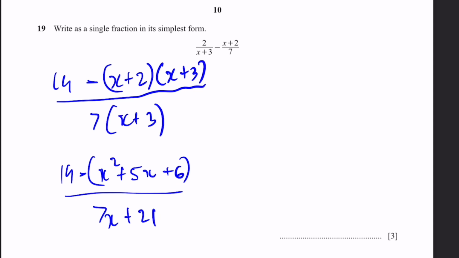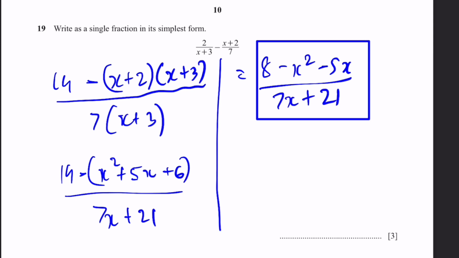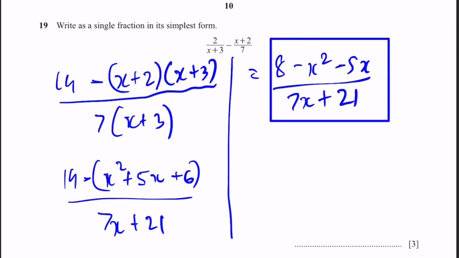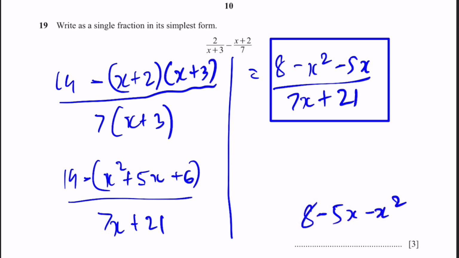So that'll be equal to 8 minus x squared minus 5x by 7x plus 21. And this is our answer. We can write this answer over here as 8 minus 5x minus x squared. I'm writing it like this just because we have a no x term, an x term, and an x squared term. It's like an orderly manner, right? That's why I'm writing it like that. And then divide by 7x plus 21. You can write this as 7 into x plus 3. It's also okay. That's the answer.